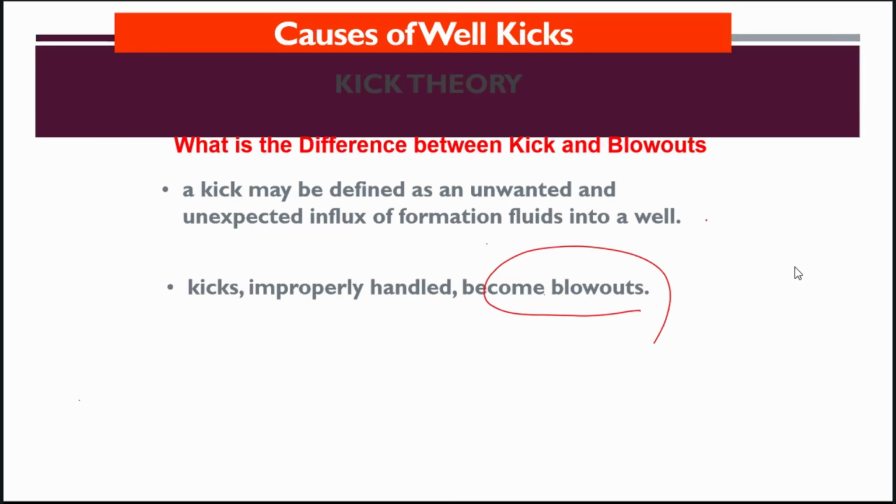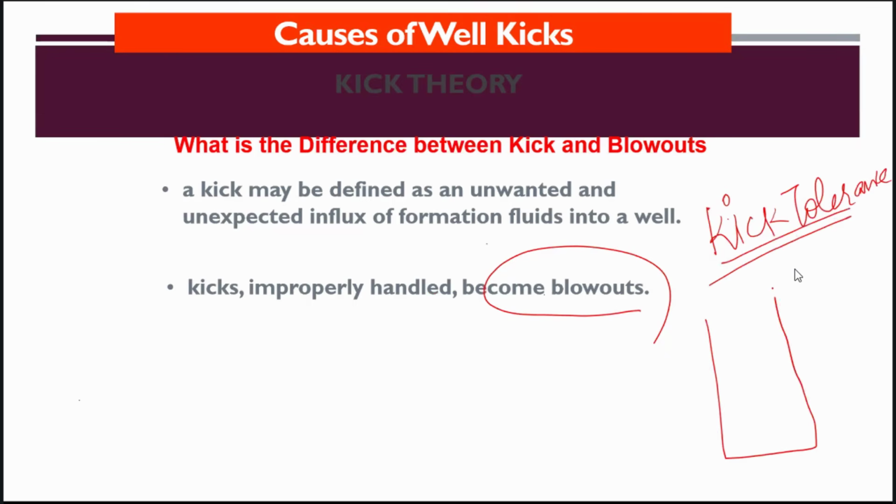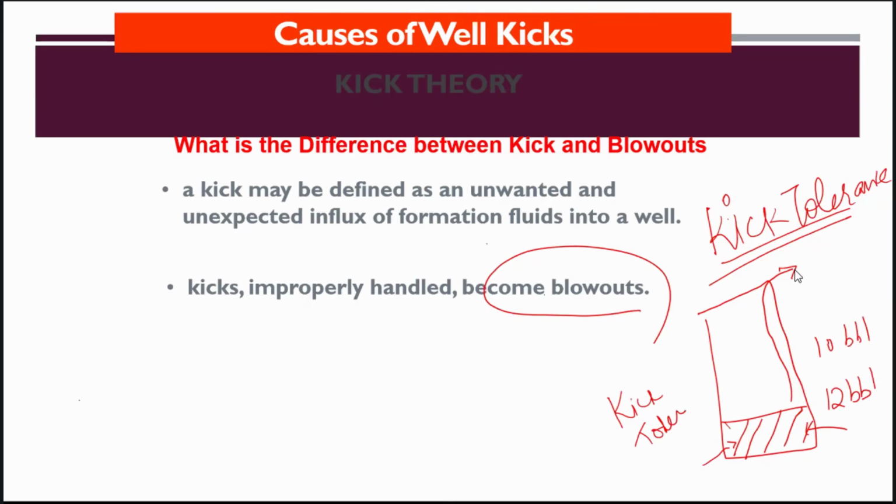So this is also called kick tolerance. Every well you drill has a tolerance. Suppose the well you are drilling has a kick tolerance of 10 barrels. What does it mean? If any gas kick comes in and its volume is 10 barrels, then you can safely circulate it out. This well has the capacity to safely circulate out a 10 barrel kick. But if your kick is 12 barrels, then it is a problem for you.